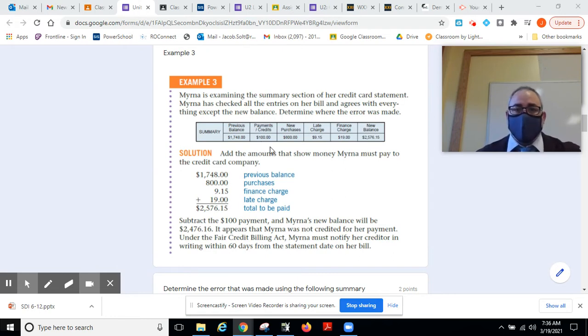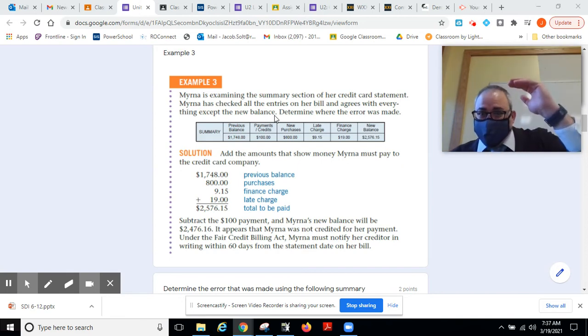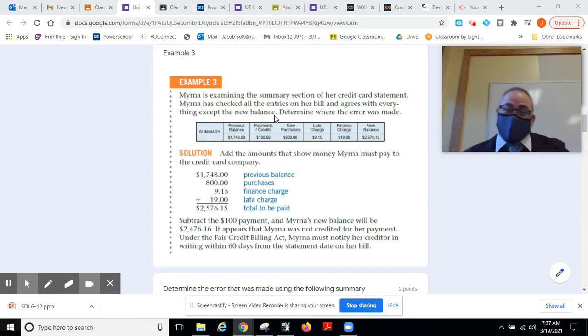Payments and credits you have to subtract, because payments and credits lower the amount I owe. When I make a payment on my credit card, that lowers the amount I owe. When I make charges and purchases on my credit card, this increases how much I owe. When there are late charges, that increases how much I owe. When there are finance charges, it increases how much you owe. If you didn't pay off last month's bill, that's your previous balance. That's how much you owe. So these things have to be added, but the payments and credits are subtracted from how much you owe.